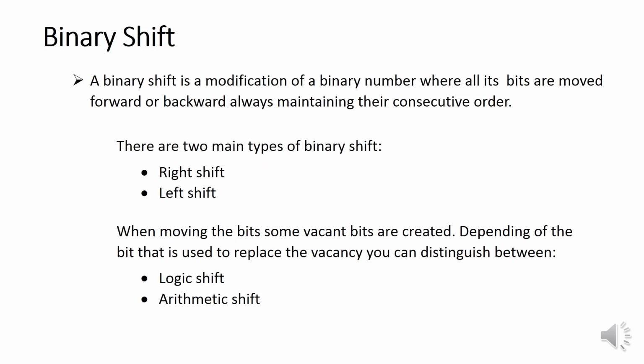A binary shift is a modification of a binary number where all its bits are moved forward or backwards, but always maintaining their consecutive order. There are two main types of binary shift: right shift and left shift. When moving the bits, some vacant bits are created. Depending on the bit that is used to replace the vacancy, you can distinguish between logic shift and arithmetic shift.